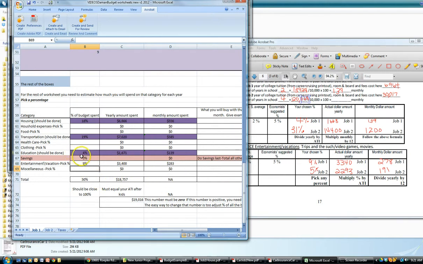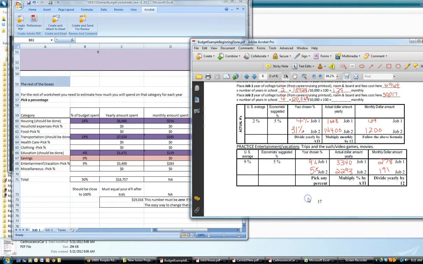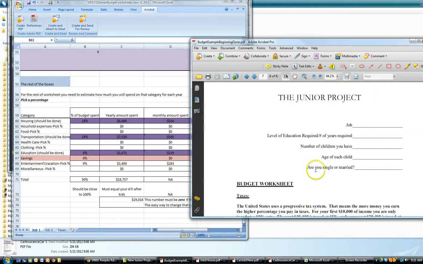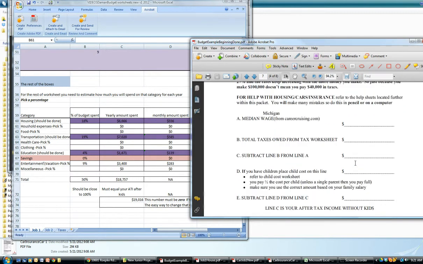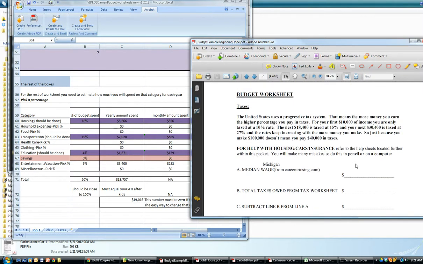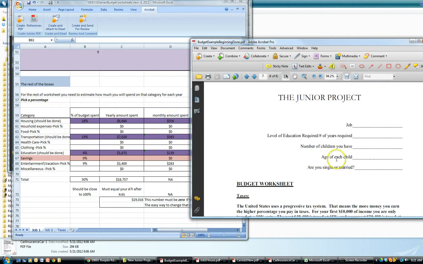This is where it gets complicated if you were to do this on your own, because you have to spend all of your money. All right. But this will make it a lot easier. What you're going to do is, if we go to the budget sheets, the budget sheets that look like this are your final numbers. So you really don't want to do these until you know for sure what all your numbers are. All right, so you write in your job.